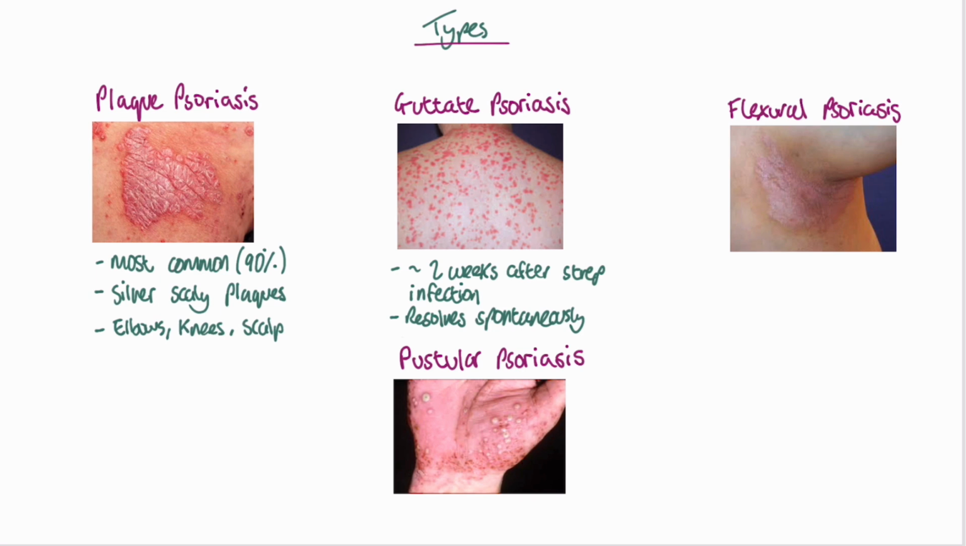Flexural psoriasis, also known as inverse psoriasis, causes red plaques that are not scaly and affects the skin folds, such as the armpits and the groin area. The lesions are usually smooth, unlike the classic plaque psoriasis, which is more rough to touch.